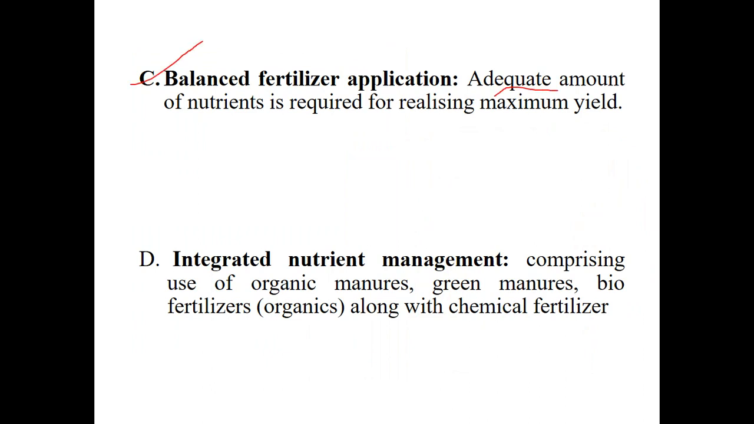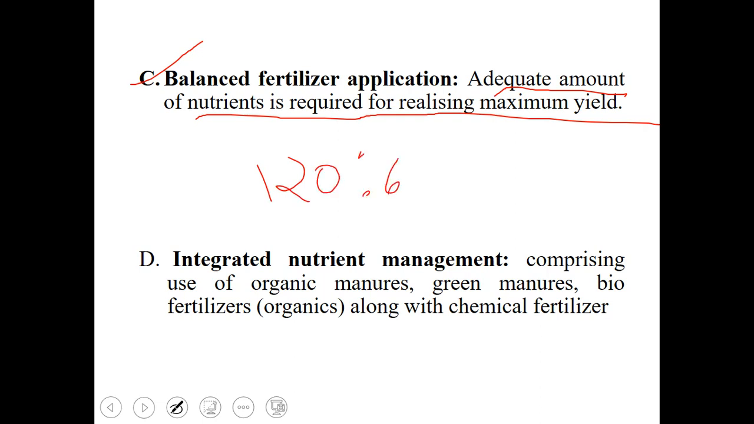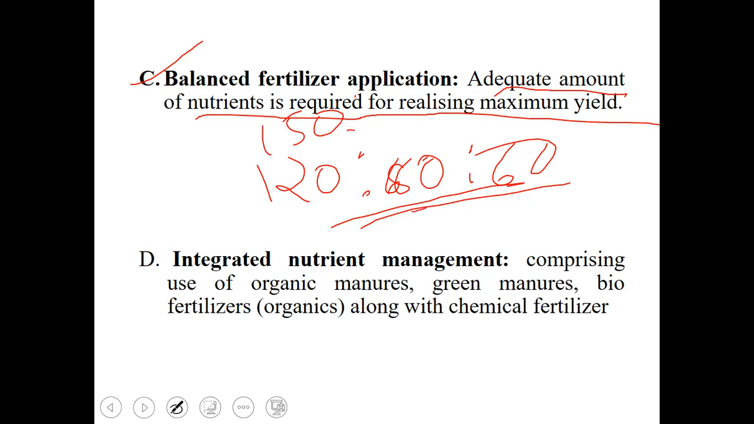Balanced means what? An adequate amount of nutrient is required for realizing maximum yield. So if it is 120, 60, 80, 60 given, then we have to follow this only. We should not increase the fertilizer rate. If we are increasing this to 150 and reducing this to 60 and increasing this to 70, then this is unbalanced. Balanced means whatever the recommended rate is, we have to follow that only to get the maximum yield. Otherwise it is just a waste.